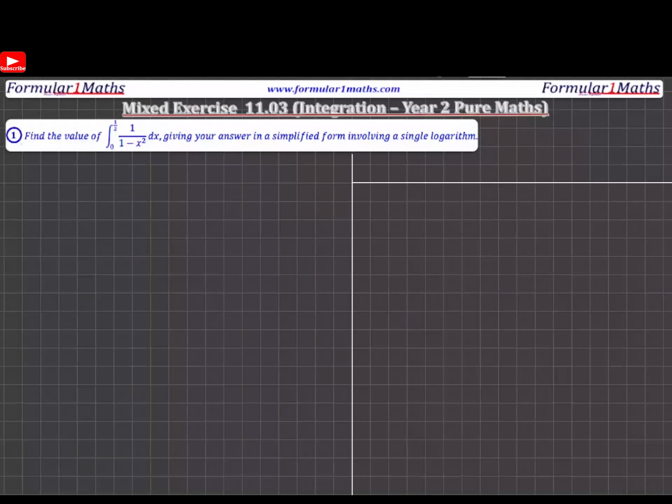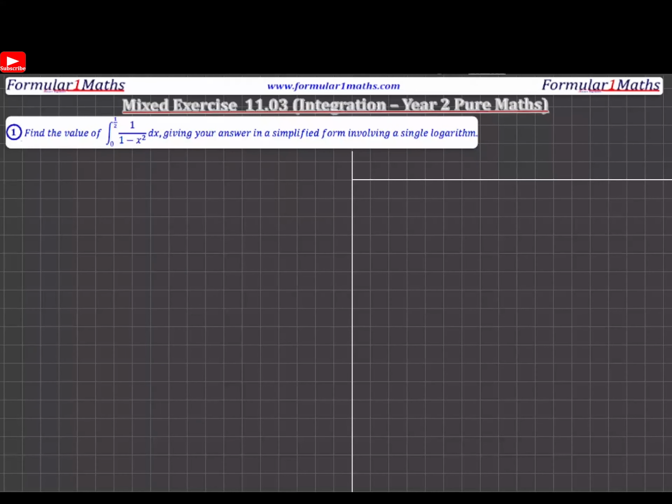This is mixed exercise 11.03 and it's on integration, A-level pure maths, year 2. We've got 3 questions. Question 1. Find the value of the integral of 1 over 1 minus x squared between the limits of 0 and a half with respect to x, giving your answer in a simplified form involving a single logarithm.